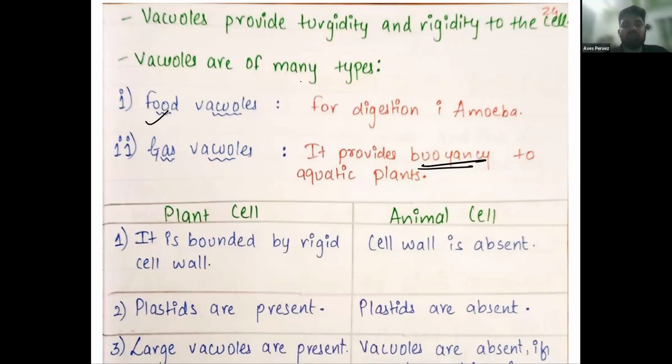So note down this, vacuoles, another cell organelle. Sir, I don't understand what is buoyancy. You don't understand buoyancy. Okay, let me explain what buoyancy is. For example, are you familiar with swimming? Have you ever done swimming? Yes, you have. So did you feel yourself lighter in weight?